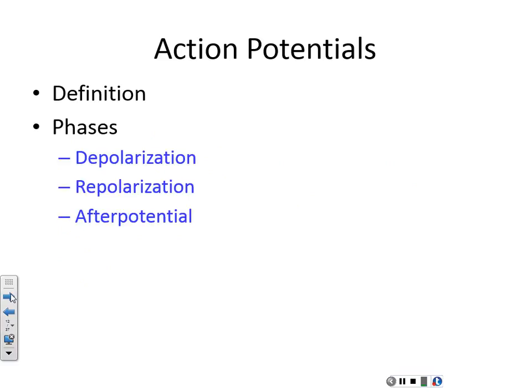So action potentials, these are large changes in the membrane potential that are propagated along the rest of the cell membrane or along the axon, right? So that's the definition. In an action potential, there are 3 phases, right? So in the exam, I want you to kind of draw this for yourself.